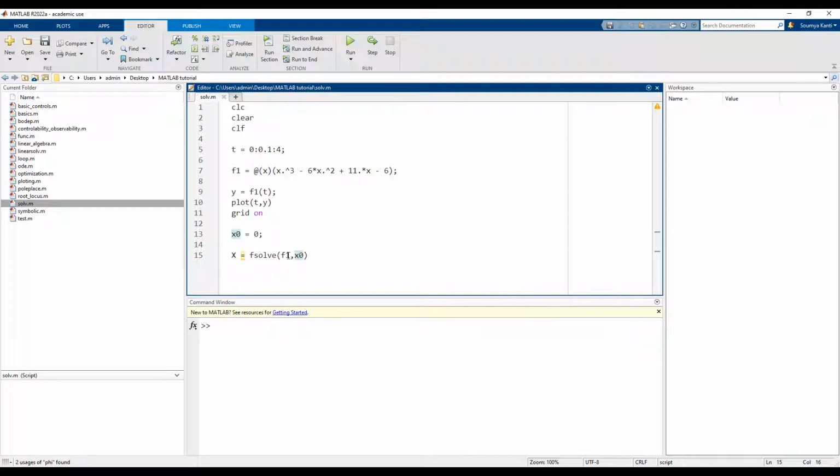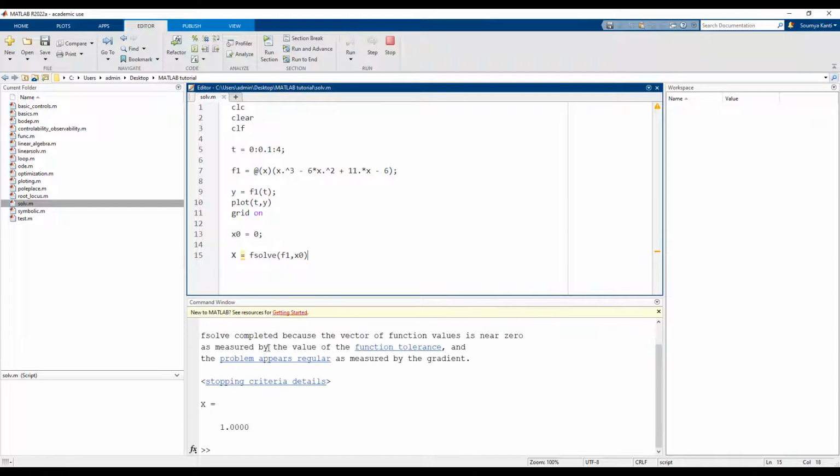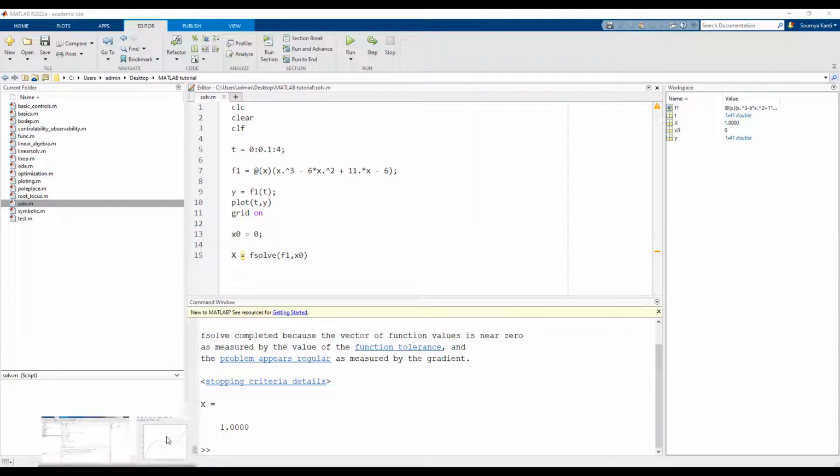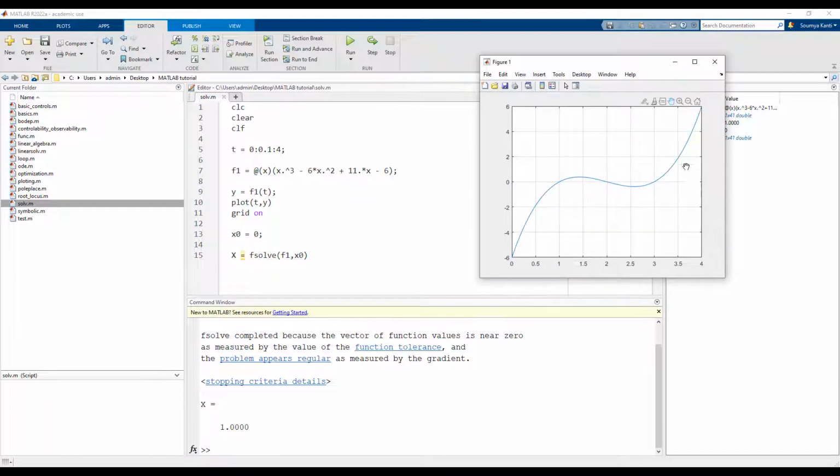So this is how you do it. I am providing an initial condition x0 as 0. This is the initial condition, and if I now run it, you can see that 1 is one of the solutions for this particular equation, and I have also plotted the equation. You can see that 1 was one of the solutions, but 2 and 3 are also other solutions. I have given 0 as the initial condition, so the nearest one is 1.